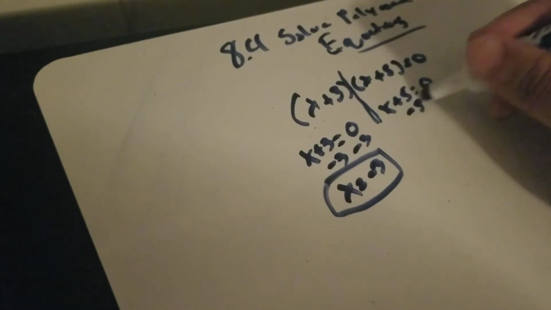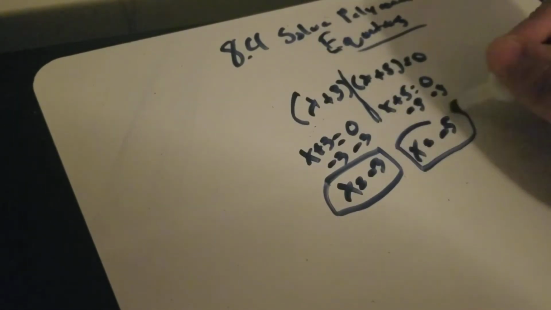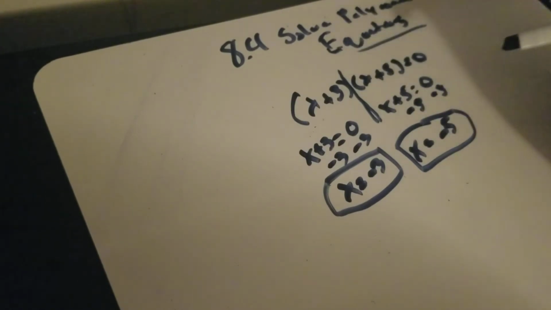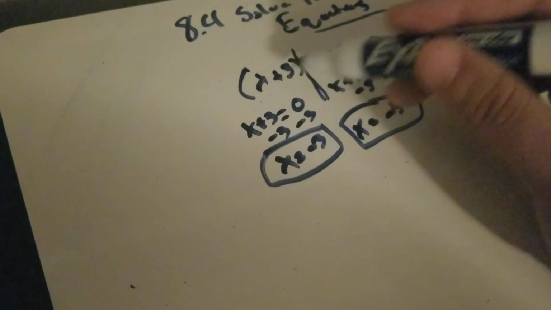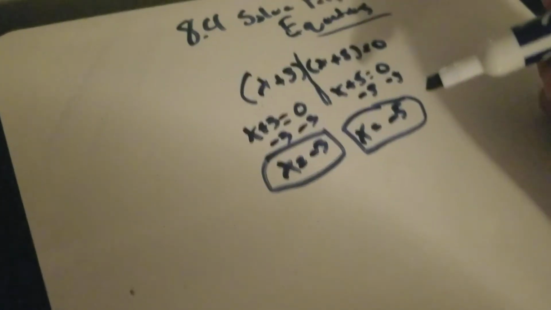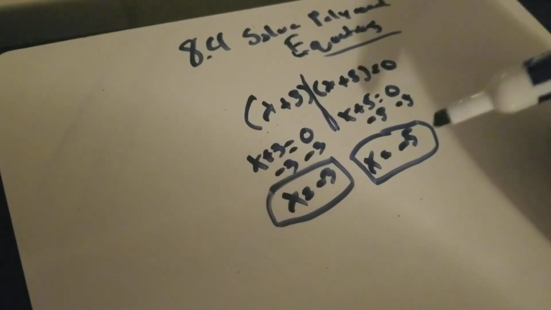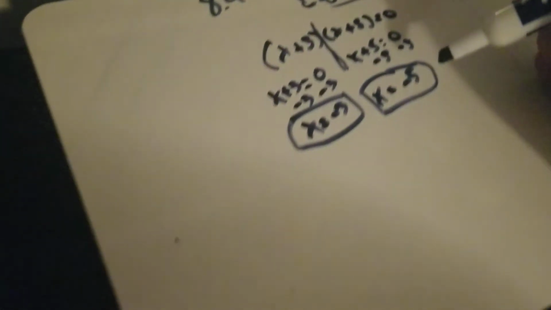And I'm going to subtract 5, subtract 5. X equals negative 5. So that should match our question from before, where I plugged in negative 3 and I made the whole thing 0. And I plugged in negative 5, I made the whole thing 0. So this is how basic the problem is. You just have to split it up and solve it.